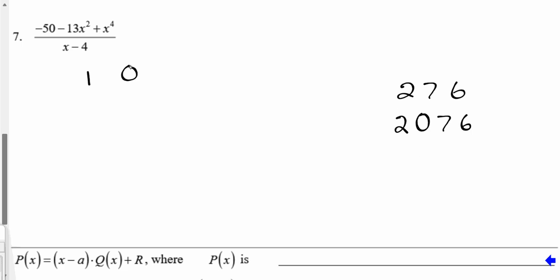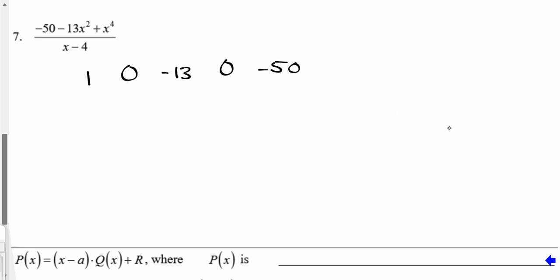0x cubed. How many x squareds? Negative 13x squareds. How many x's? 0 x's. How many ones? Negative 50. So just like with this number, in order for it to mean 2076, I need a 0 placeholder. With this polynomial, I need 0 placeholders for those terms that are missing in the polynomial.